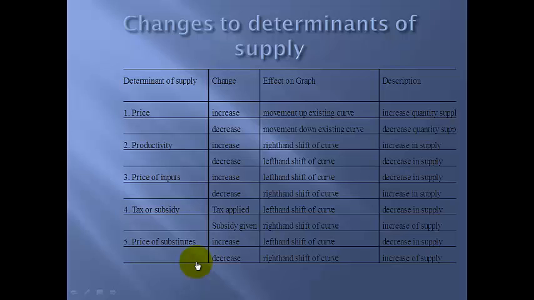This is what happens when we look at the determinants of supply. You can see here by looking at the determinant of supply, if it increases, there's movement in the existing curve and increase in quantity supplied and so on. Okay, for productivity, if that increases, it makes it cheaper, therefore an increase in supply. If there's a decrease, like you saw a little while ago, an increase in wages, for example, we have a decrease in supply and so on. I'll leave this up for a little second.